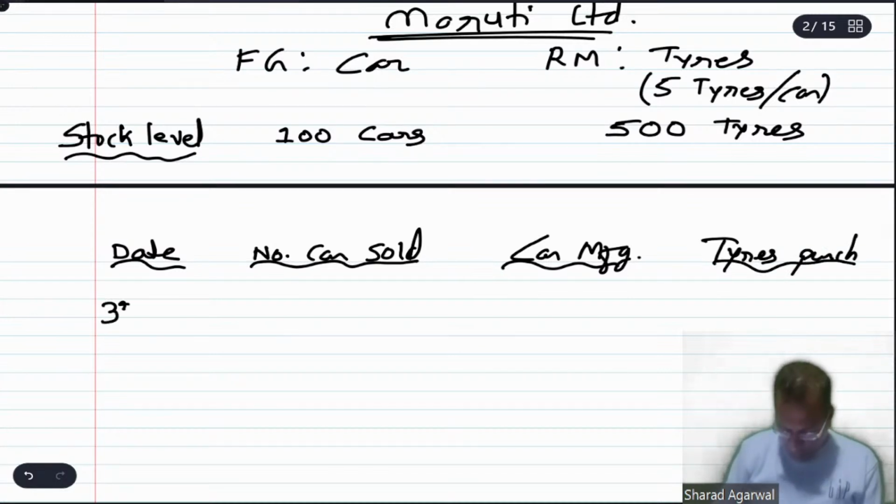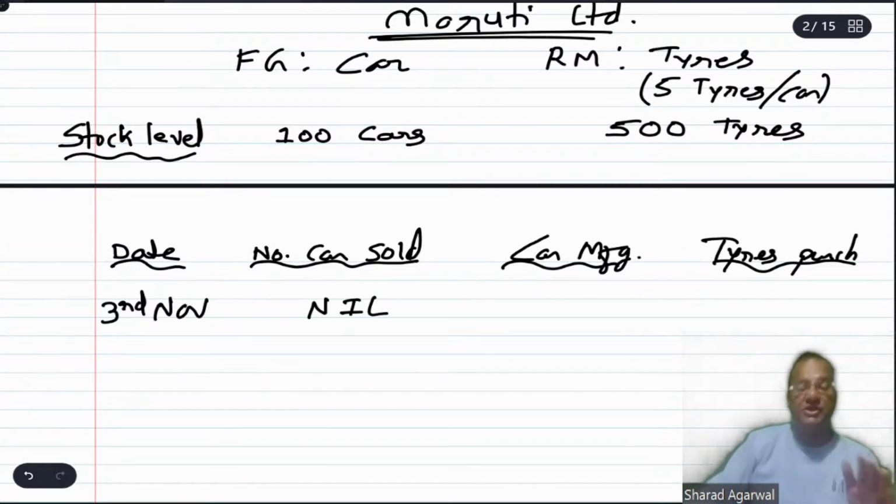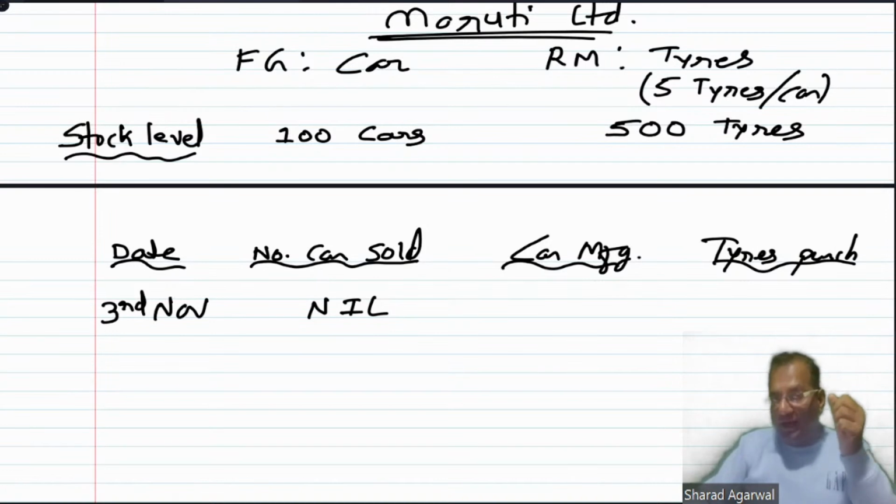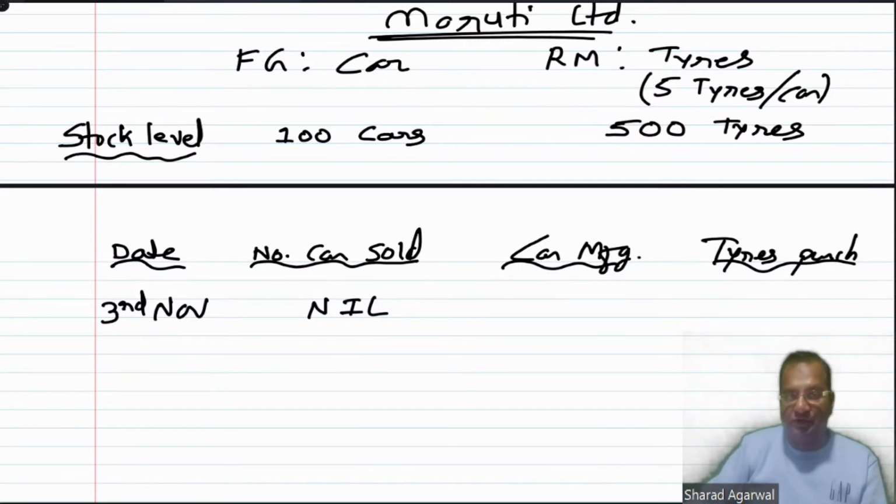Suppose on 3rd of November, there is no demand, so no car has been purchased. So no car has been sold. Now, demand has not been pulled. Since there is no car sold, what does JIT say? Unless and until there is a demand, you will not manufacture. Unless and until you manufacture, you will not order the raw material.